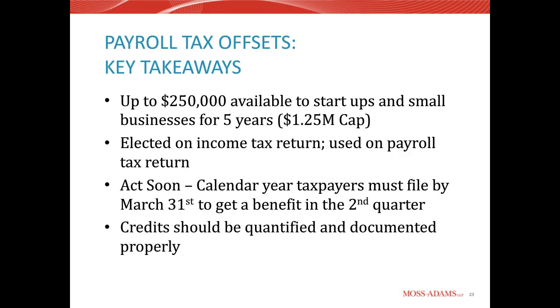So key takeaways for the payroll tax offsets. If you are a qualified small business, you might be able to claim up to $250,000 in credits that would offset your payroll. And you could claim this potentially, if you had the perfect fact pattern, this is something you could claim for up to 5 years. So you're looking at potentially over $1 million in benefit. Second key takeaway, this is something that you will elect on your federal income tax return, but then you'll actually use it on your payroll tax return. So there will be some coordination with your payroll provider that's required.